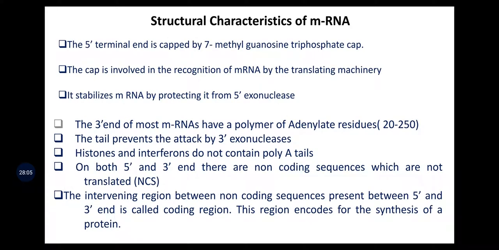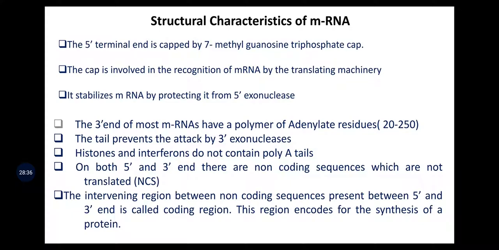The 5' terminal end is capped by a 7-methyl guanosine triphosphate cap. This is called 5' capping. The cap is involved in the recognition of mRNA by the translational machinery. It stabilizes mRNA by protecting it from 5' exonuclease activity. That means capping is very essential for protecting the mature mRNA from 5' exonuclease.